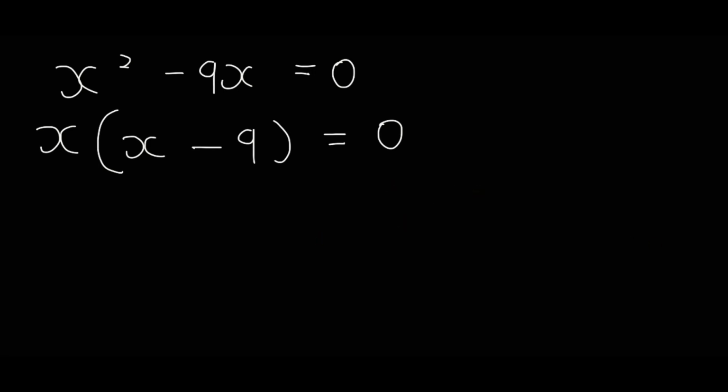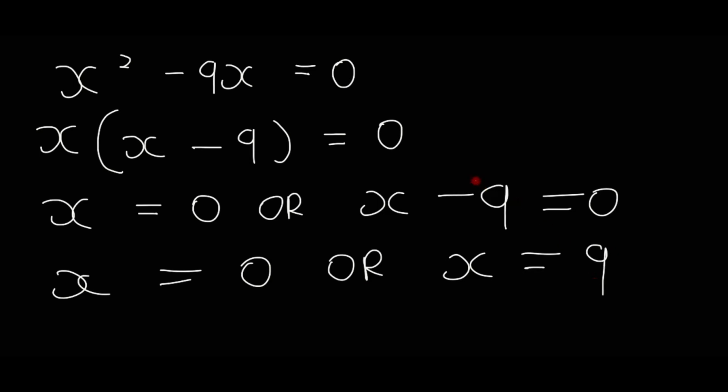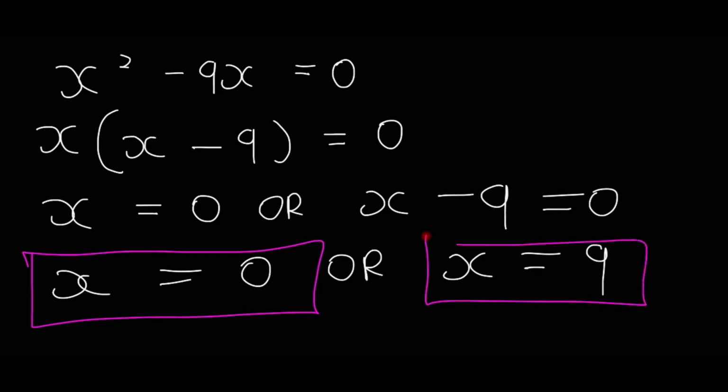For the factor, because this side is 0, everything on this side is also 0. So x is equal to 0, or x minus 9 is equal to 0. So x is equal to 0, or x is equal to positive 9, because we take this 9 to the other side. So this is our final answer: x is equal to 0, and x is equal to 9.